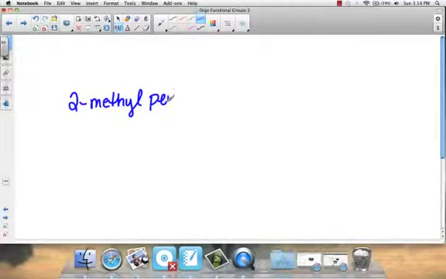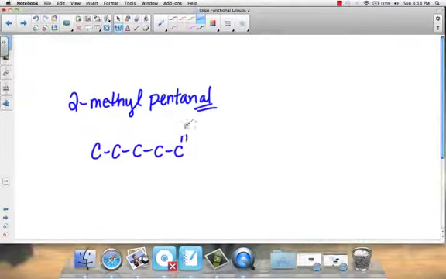So the al ending here tells you it's an aldehyde. So we're going to draw the aldehyde first. Pent is 5. Remember, an aldehyde is a double bonded oxygen on an end carbon. And we also know that off the second carbon, so 1, 2, we have a methyl group. So that's 2-methylpentanal.